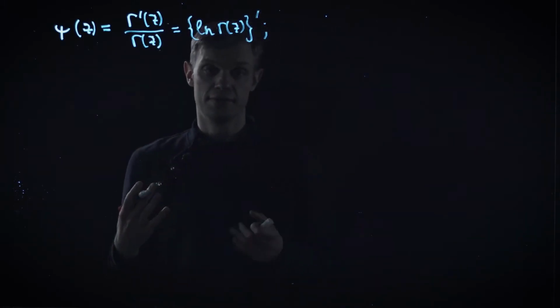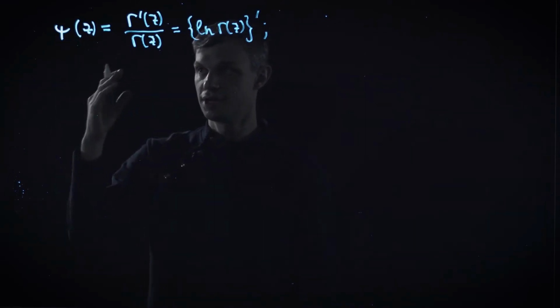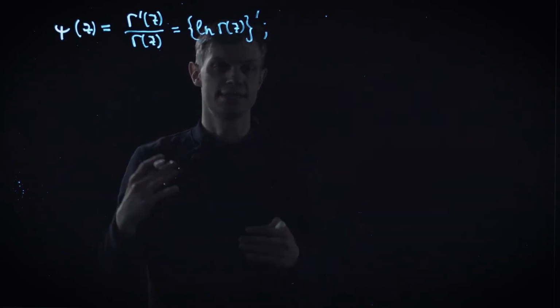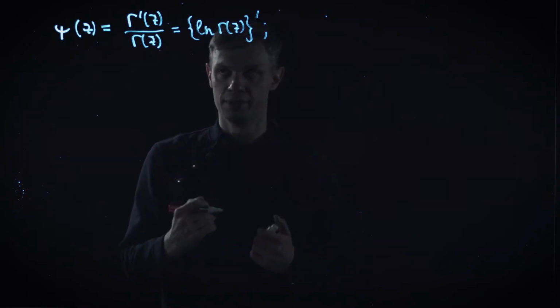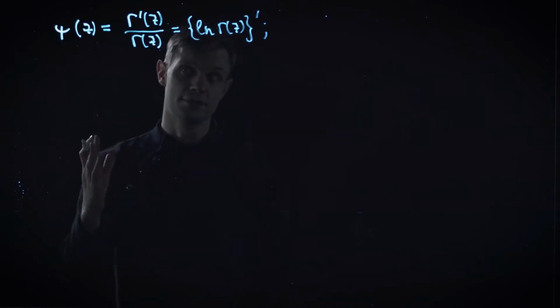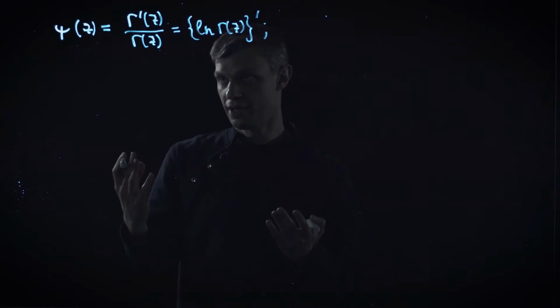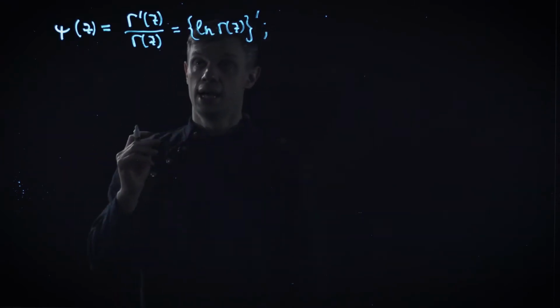So the idea of this module is to explain some basic properties of the digamma function, to write down its asymptotics, and to study some very instructive example with the usage of this function. So here we go. Most of the properties of the digamma function follow from the corresponding properties of the gamma function itself. So let's start.